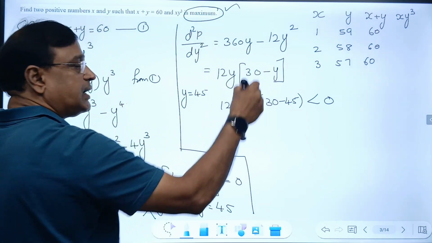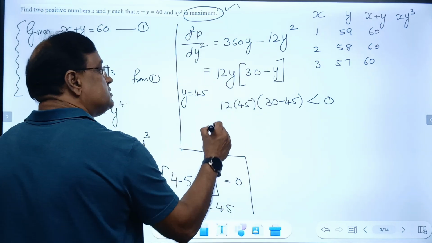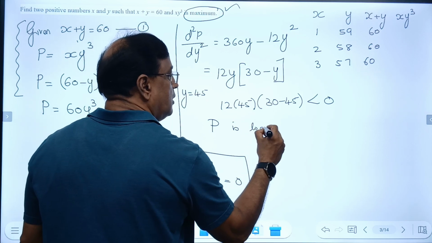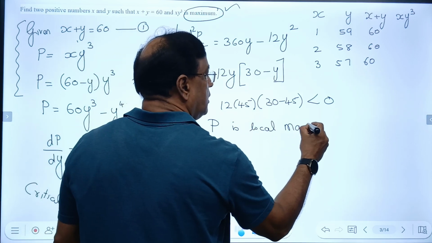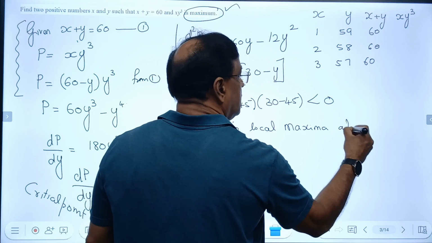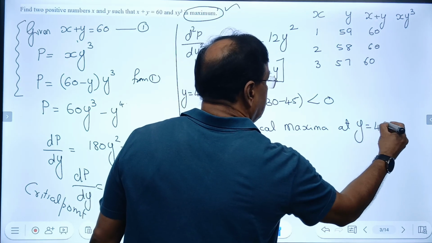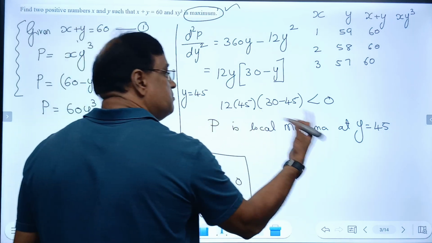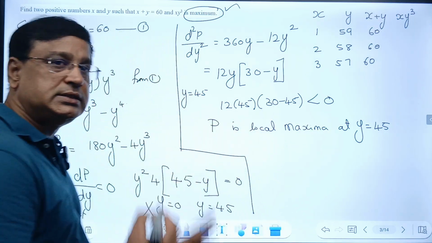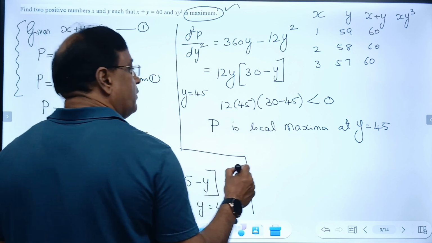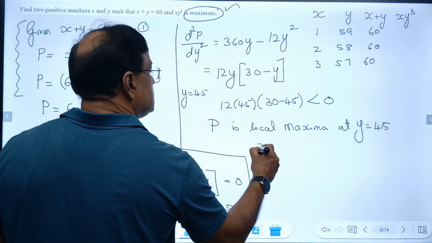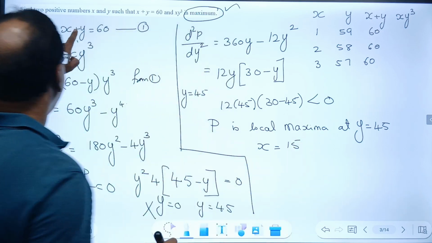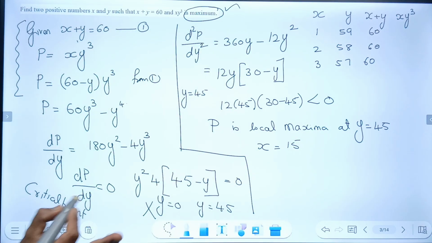So you have proved that the second derivative is negative. Therefore, you can say P is local maxima at y equal to 45. So P is the maximum. Here the maxima and maximum both will be the same. Okay. So y equal to 45. So when y equal to 45, what is x? X is equal to 15. It's 60 minus 45.